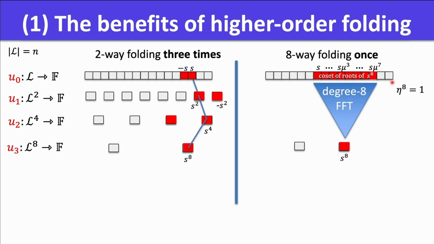They are simply S times all the 8th roots of unity. Okay, so the verifier would ask U0 to be opened at these 8 points, and then to compute the correct folding of U0, it would need to do a degree 8 FFT. Right? So this is basically multiplying these 8 points by an 8 by 8 FFT matrix, which is fairly efficient to do, and then it would get the correct folding of U0 at the point S to the 8th. It would then ask the prover to open U3 at the point S to the 8th. It would check that U3 at the point S to the 8th is in fact the correct value. So that's how we would spot check an 8-way folding.